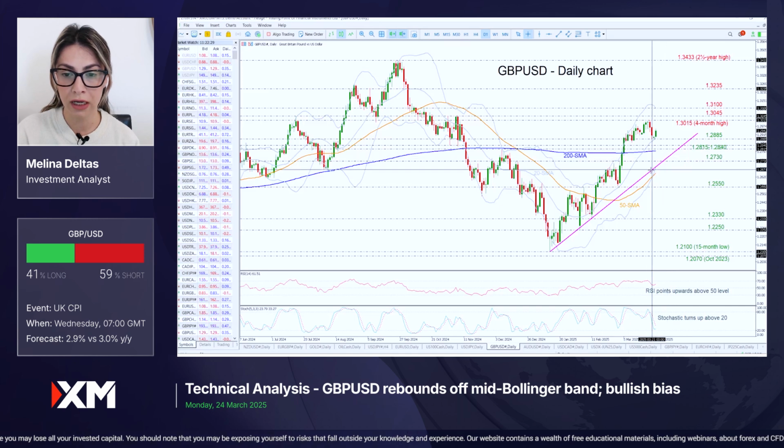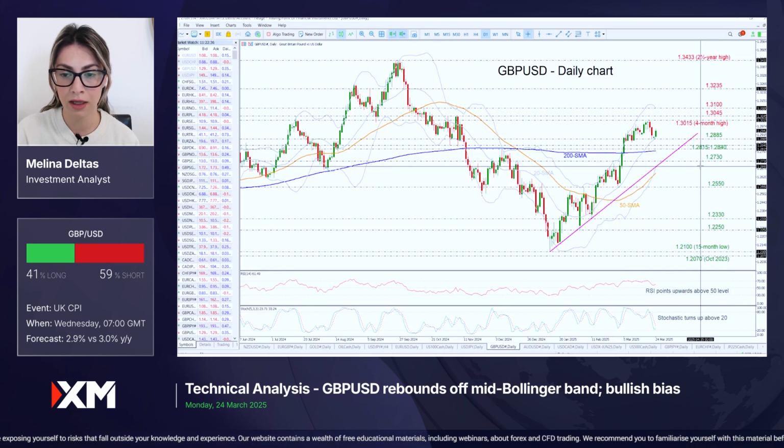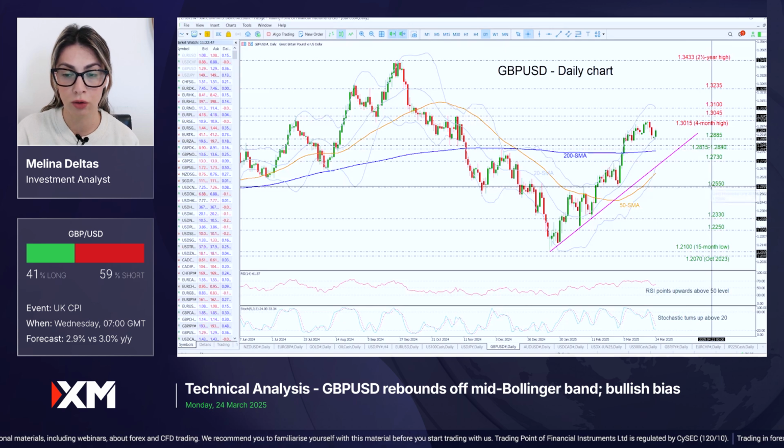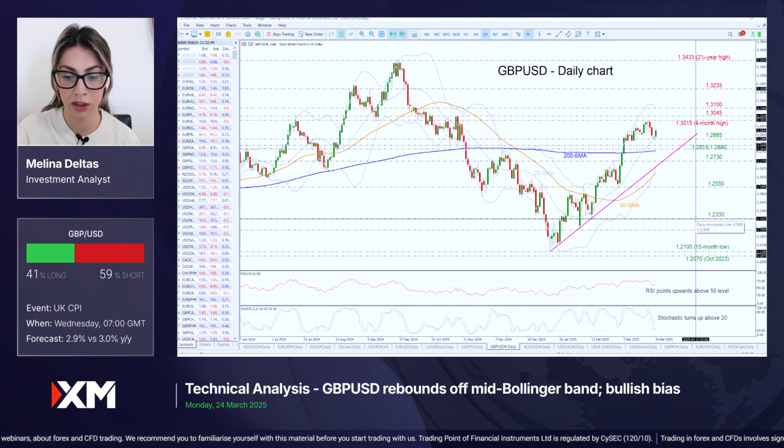A move beneath this steep uptrend line and below the 1.2730 support, then it may take traders towards the 1.2690 level and the 50-day SMA at 1.2645 ahead of the 1.2550. That will change the outlook to a more negative one.